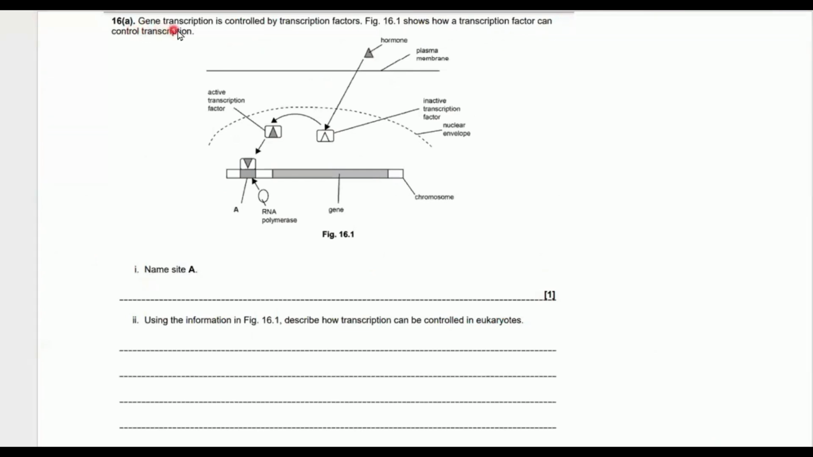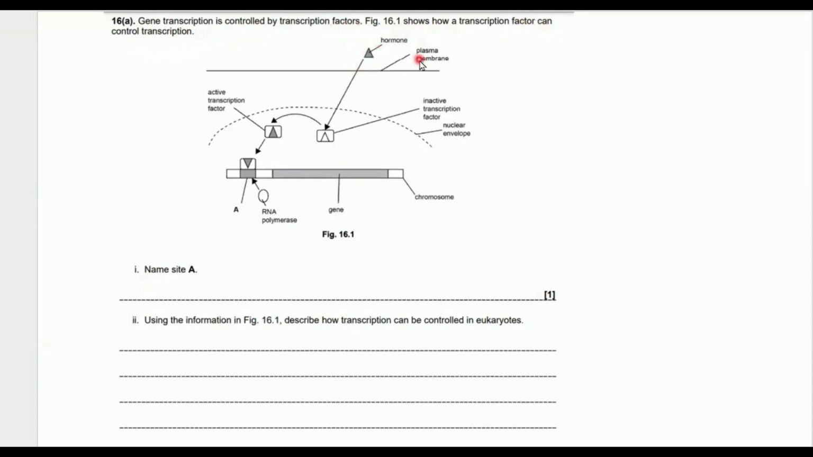Okay, 16. Gene transcription. I don't know why it's got 16 there, but that's just the way it is. Gene transcription is controlled by transcription factors. Figure 16.1 shows how a transcription factor can control transcription.